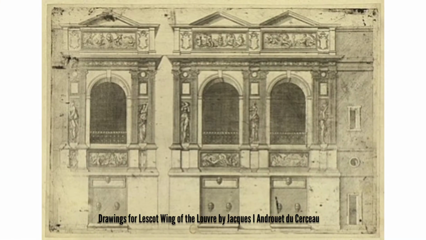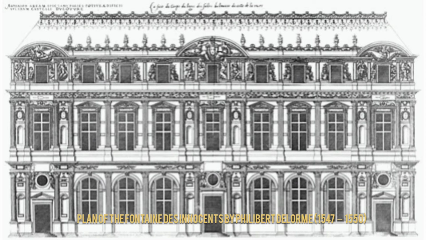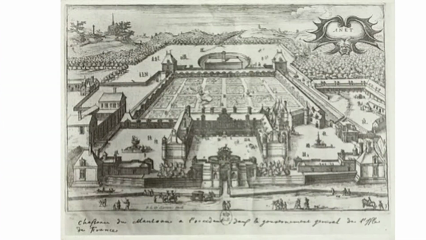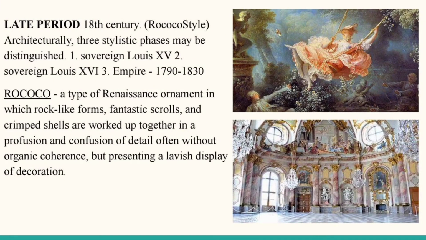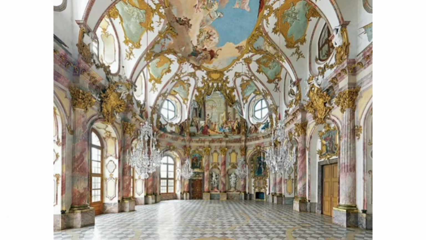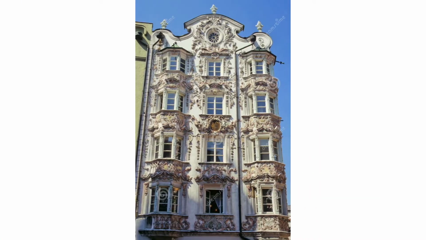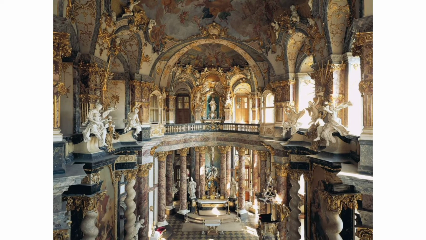The period is notable for the dignity, sobriety, and masculine quality of its foremost buildings, resulting from the subordination of plan, composition, and detail to the unity of the whole and the clarity of the simplicity with which the elements were used. Ornament, though somewhat coarse, is vigorous and reasonably restrained. The late period during the 18th century was a period where the Rococo style was established, which is a type of Renaissance ornament in which rock-like forms, fantastic scrolls, and crimped shells are worked up together in profusion and confusion of detail, often without organic coherence, but presenting a lavish display of decoration.